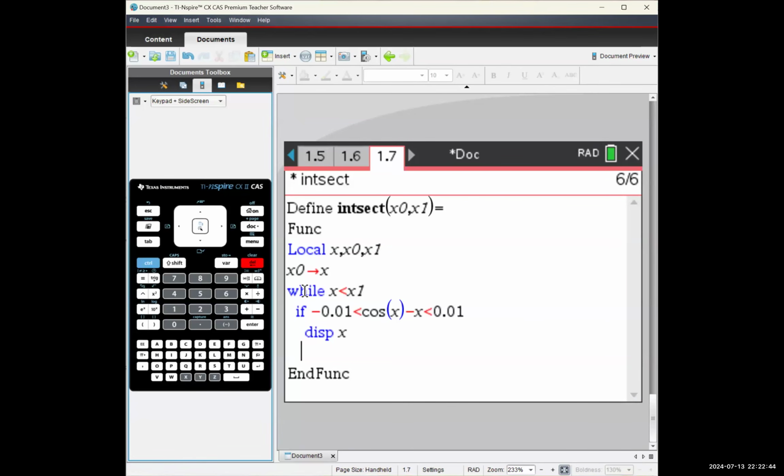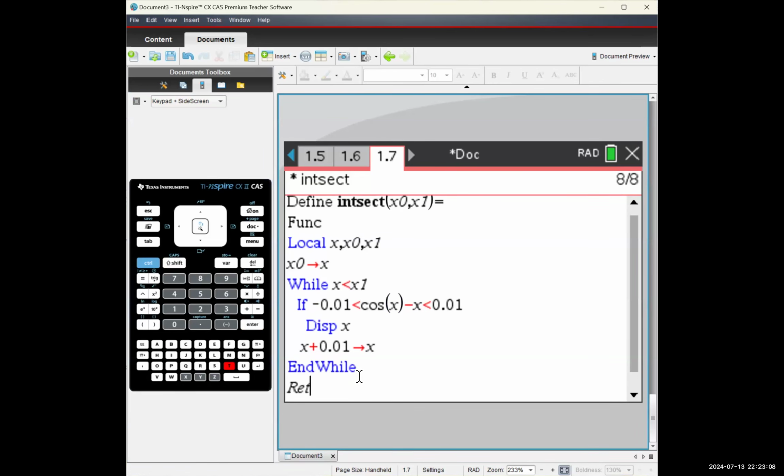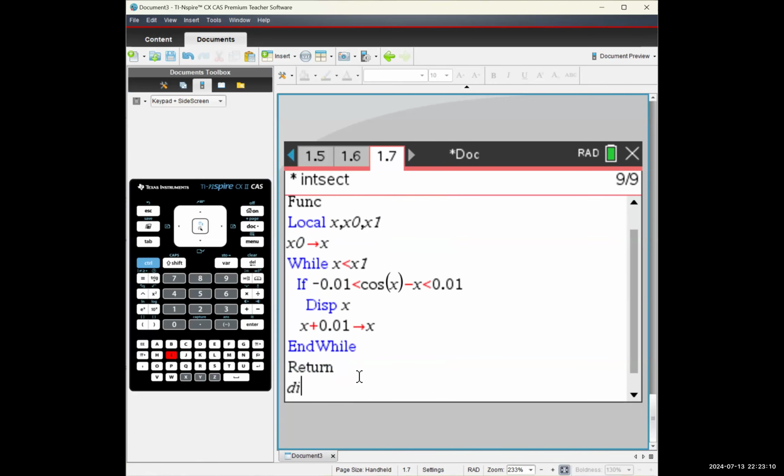Yeah, probably do I need an AND if? Actually, I don't really need an AND if. This is just an if condition here, and let's do x plus 0.01 is assigned to the next x. But I do need to AND while, I suppose, and return and the display. No intersection found. Something along this line.